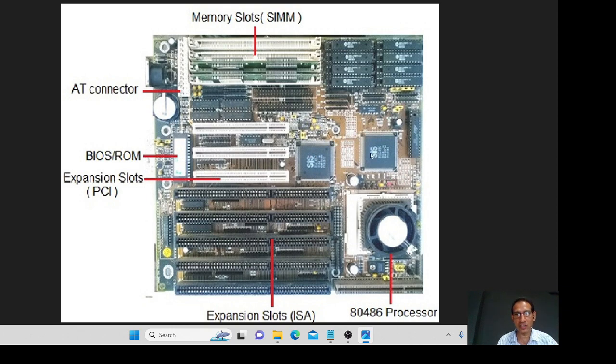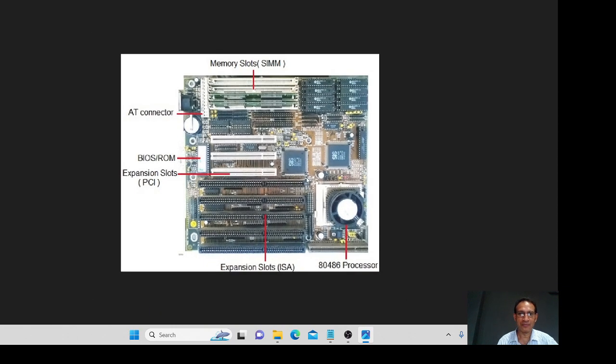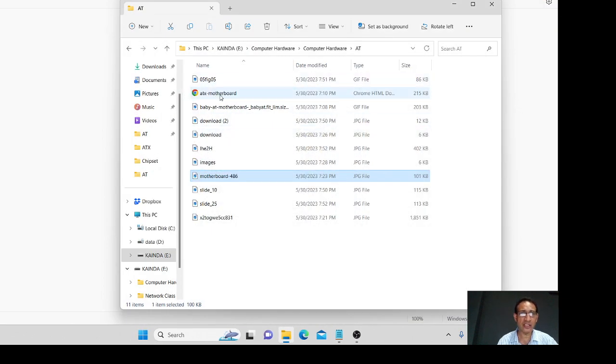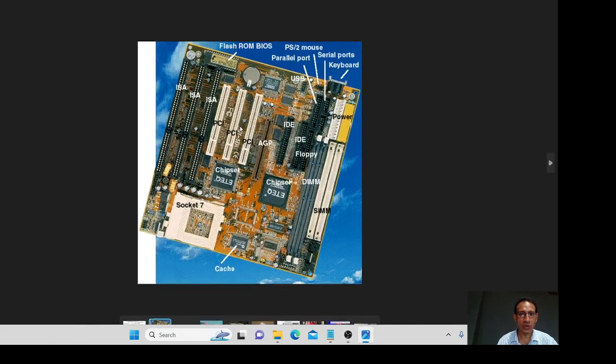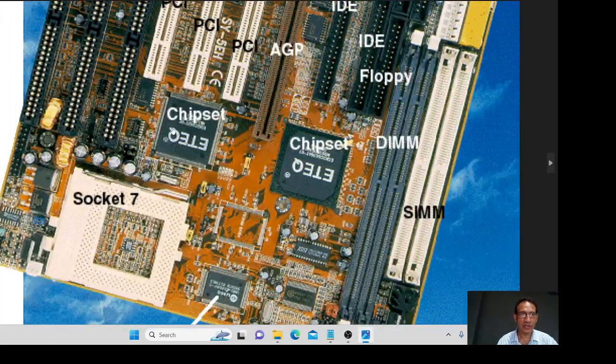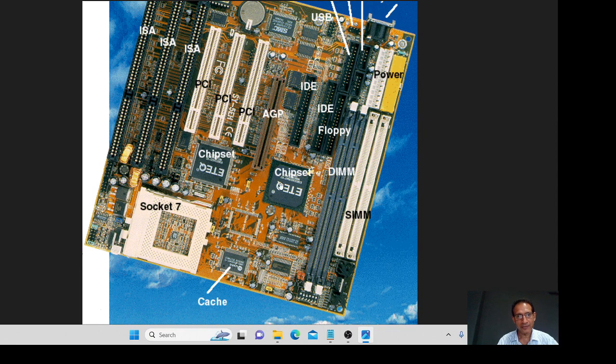The SIS is the chipset, but I need to mention that there are two types of chipsets, the north bridge and the south bridge. The north bridge is very close to the processor socket. The south bridge is a bit farther away from that. The main chipset we call the north bridge, and the north bridge and south bridge are interconnected with buses.